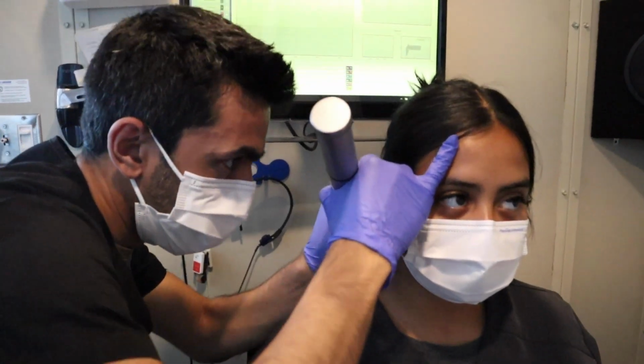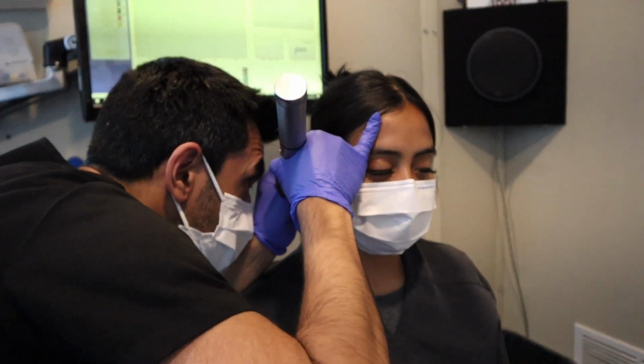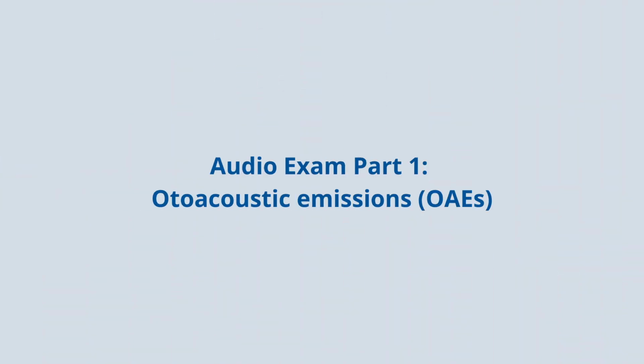Then we go ahead and take a look in their ears, what we call an otoscopic evaluation or otoscopy. We note the landmarks of the eardrum, if there's any wax, any fluid, drainage. We assess a basic visual inspection of the eardrum as well. We have a battery of tests.